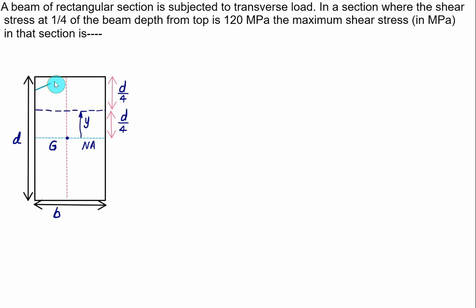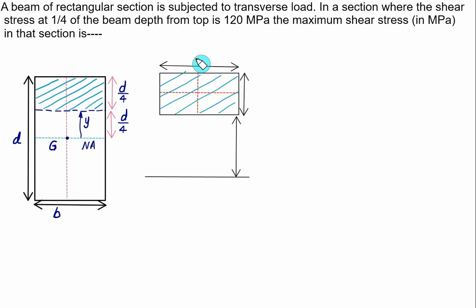So we'll hatch this area first, and for this area we'll locate the centroid and the distance y bar. In the figure we have width equal to b. The given hatched area has a depth equal to d by 4, and by symmetry we can locate the centroid here, and the given fiber here is at a distance y, where y is equal to d by 4. So at this condition we have shear stress tau y given, equal to 120 megapascal. This value of the shear stress is equal to the shear force V multiplied by area A multiplied by y bar divided by I divided by b.